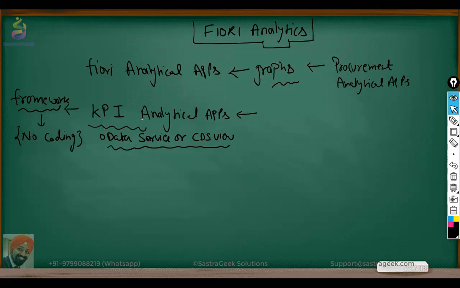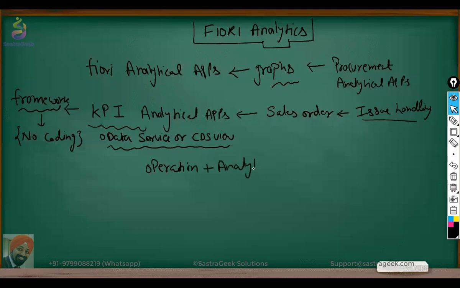The example of these applications we'll see in the sales order, where issue handling in sales order fulfillment is kind of a KPI analytical application. Going from 1709 to 1809, earlier your analytical applications, your KPIs and your operational applications were different. Now SAP is also working to merge your operation plus analytics. So these are still analytical applications.